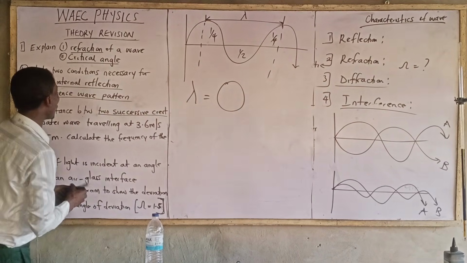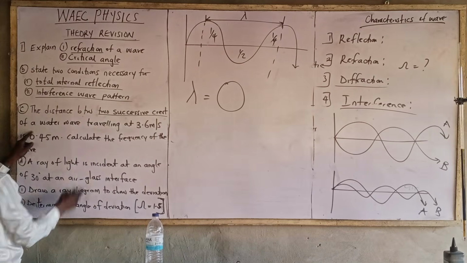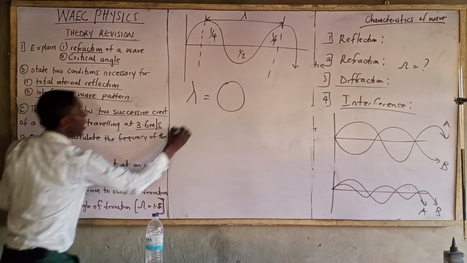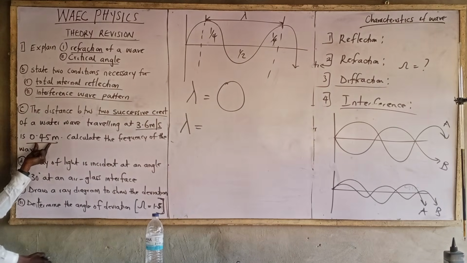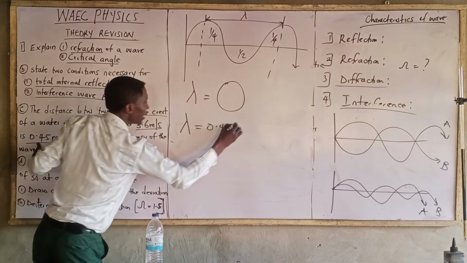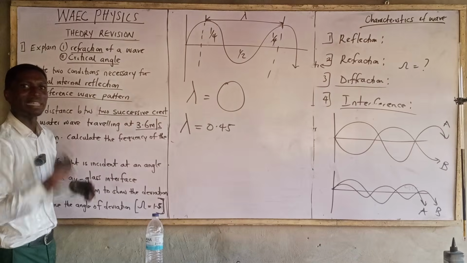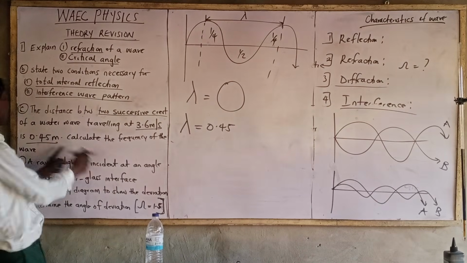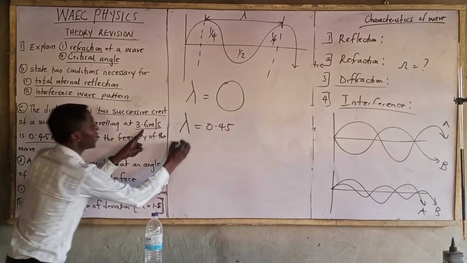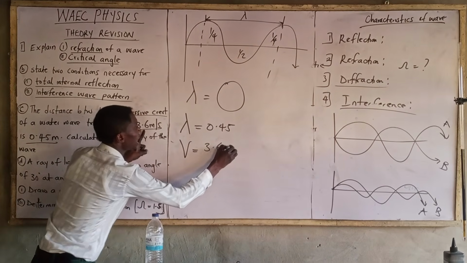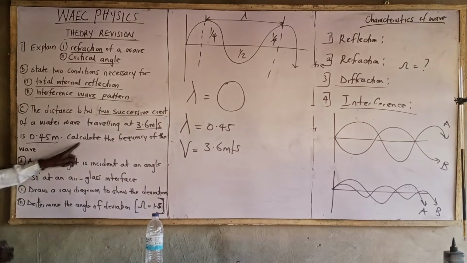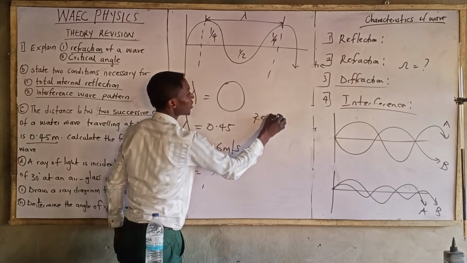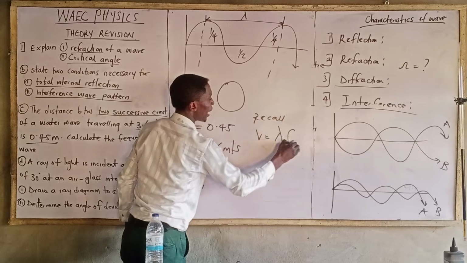So here, two successive crests of a wave at this speed is this. So this means that the wavelength has just been given to us here to be 0.45. They didn't give it to us directly, but they told us in the meaning, because wavelength means the distance between two successive crests. We were able to bring that out here. And notice here we're given the velocity v to be 3.6 meters per second. Then we have to find the frequency. I think this is just child's play. So we recall this wave equation, v equals lambda f.